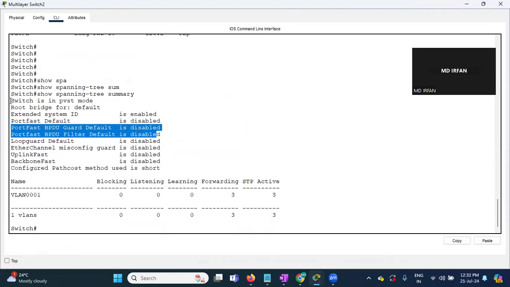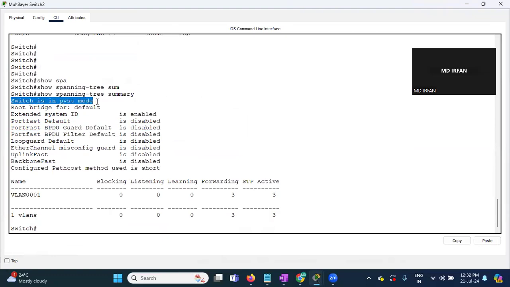And also, it will show what mode the switch is running in. Is the switch in PVST mode, right? So this switch is running as PVST. So how will you check? By using this command.